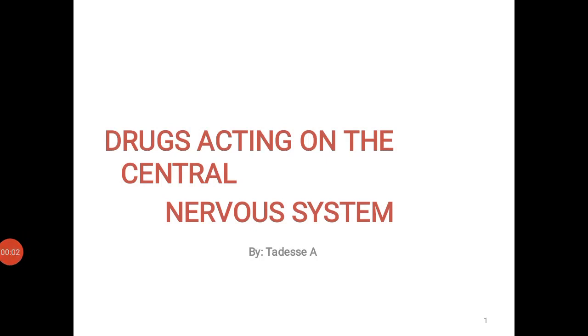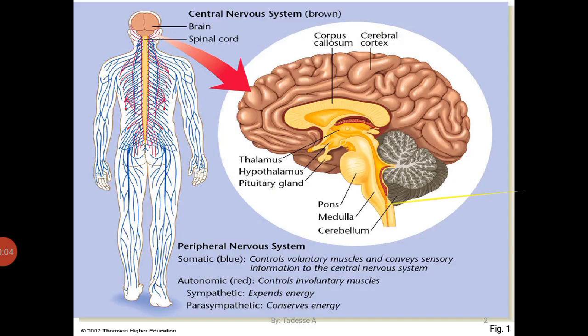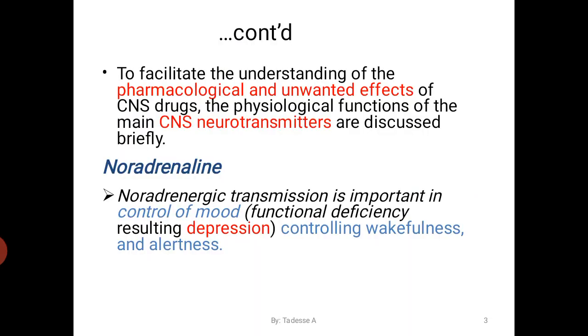Drugs acting on the central nervous system. As you know, the nervous system is classified into the central nervous system and the peripheral nervous system. Now I am going to discuss the central nervous system, or drugs which act on the central nervous system.